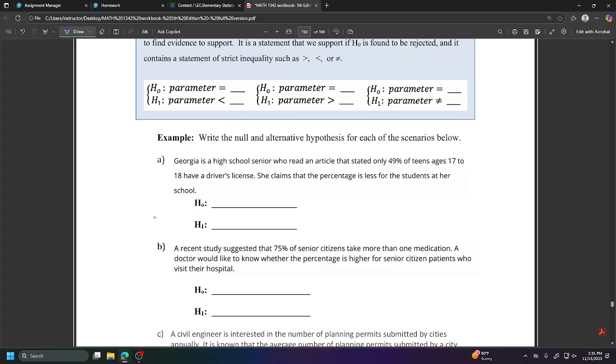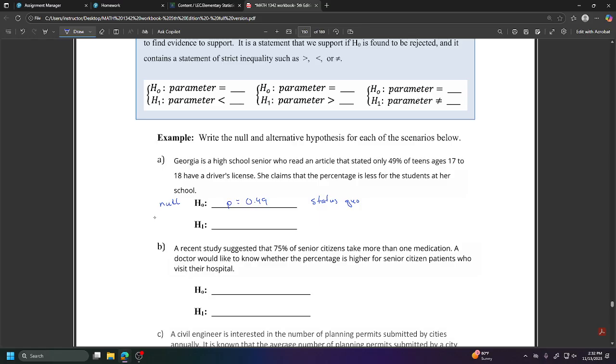Okay. So this one here is called the null hypothesis, is what I would call like the status quo. Wouldn't you say 50% of Americans are female? It's kind of like a known thing, yeah? And so what they're saying here is, in Georgia, a high school senior reads an article stating that only 49% have a driver's license. So that's the status quo. I'm saying that my percentage is 49. That's my status quo.